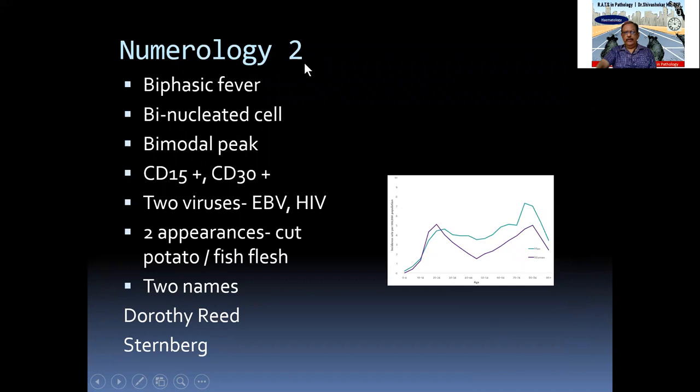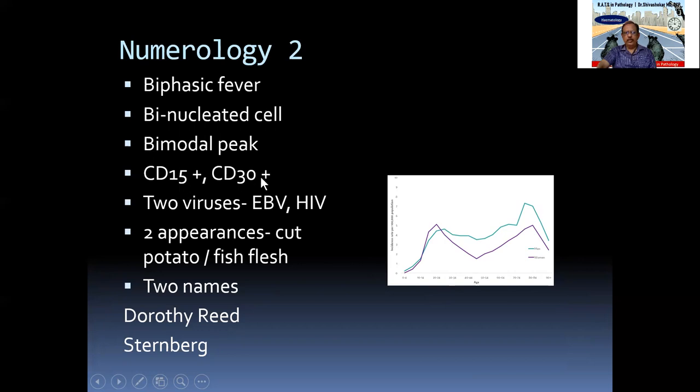A beautiful numerology which I had designed myself, I would like you people to kindly go through. Biphasic fever, there is a peak and a fall. Binucleated cell, the Reed-Sternberg cell. Bimodal peak. Bimodal means a younger age, maybe around the 20s, and then 50s, 60s. There are two peaks for Hodgkin's disease, so that is called a bimodal peak.